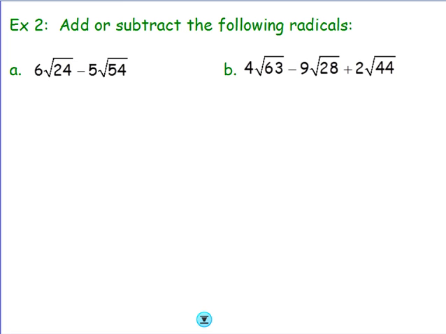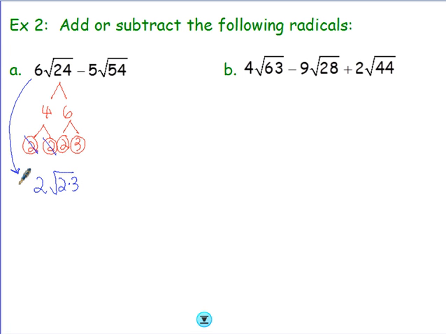So let's see how you did. 24, we're going to go through these quickly. 24 is 4 and 6, 4 is 2 and 2, 6 is 2 and 3. Pair of 2's, so outside is a 2, left inside is a 2 and a 3, and the 6 comes down for an answer of 12 square root of 6.